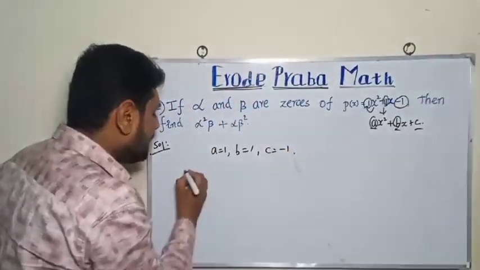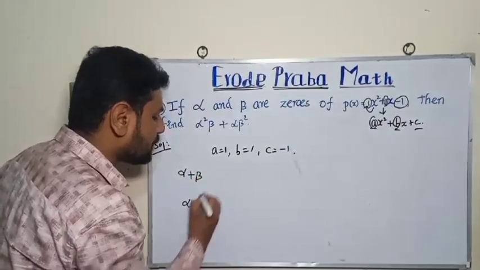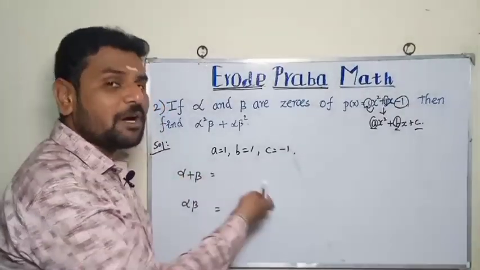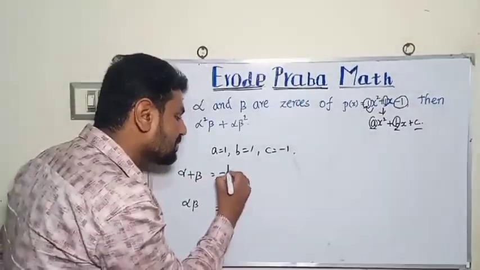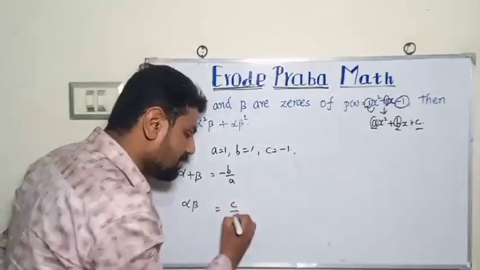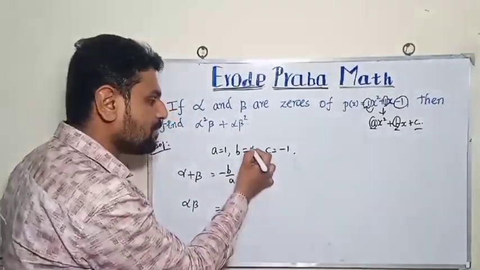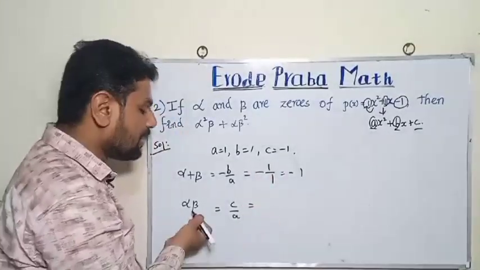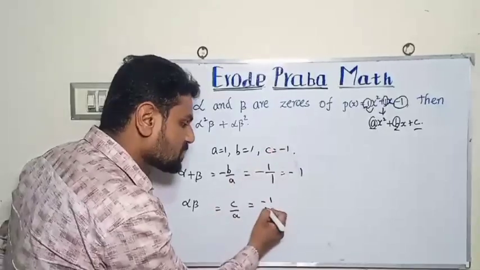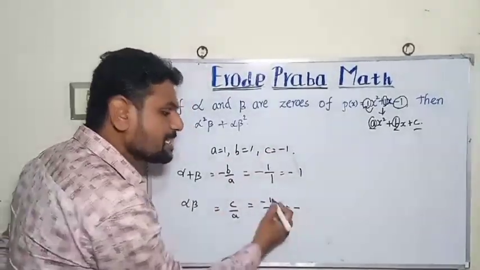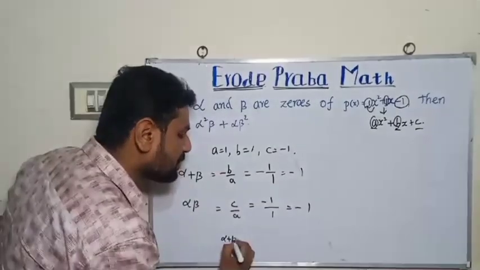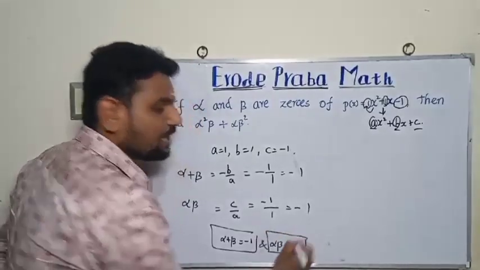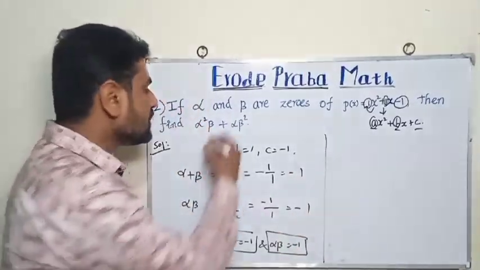So here we write alpha + beta and alpha × beta. In the last video itself I told you that we need to memorize the alpha + beta and alpha × beta formulas. Alpha + beta is equal to −b/a. Alpha × beta is equal to c/a. So −b/a: the value of b is 1, a is 1, so −1/1 is −1. Alpha × beta is c/a: c is −1, a is 1, so −1/1 is −1. So alpha + beta is equal to −1 and alpha × beta is also −1.